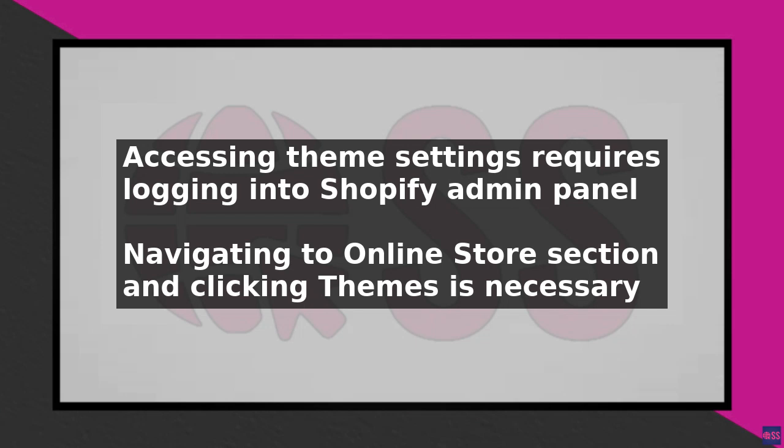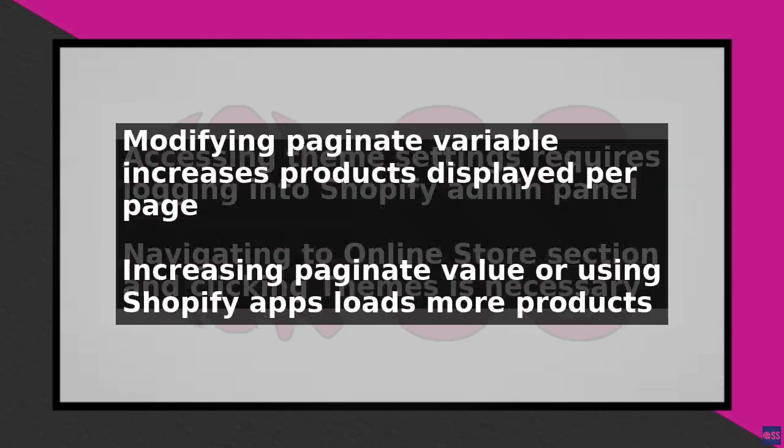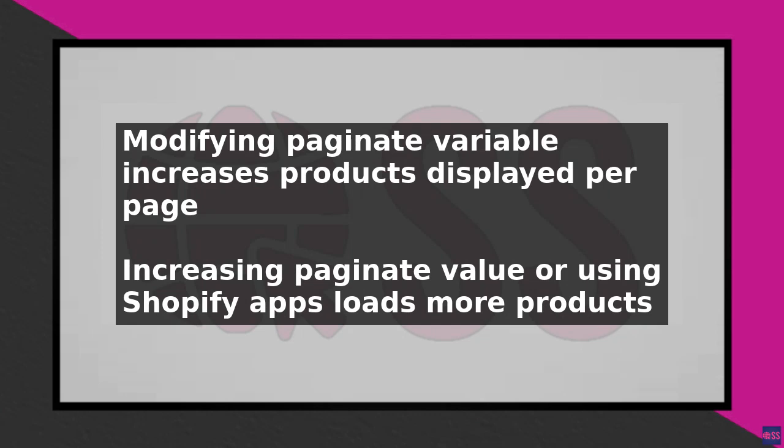To load more products, you can modify the paginate variable by increasing its value. For example, if the current value is set to 12, you can change it to 24 or 36 to display more products. Alternatively, you can also use a Shopify app to load more products on collection pages. These apps can be found in the Shopify App Store and can be easily installed and configured.